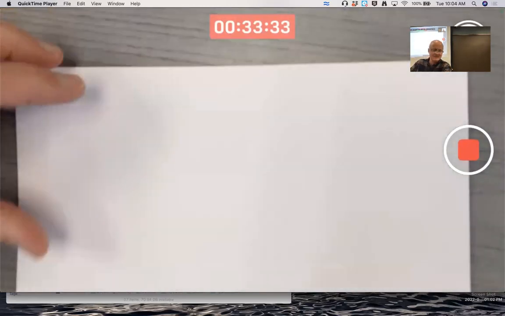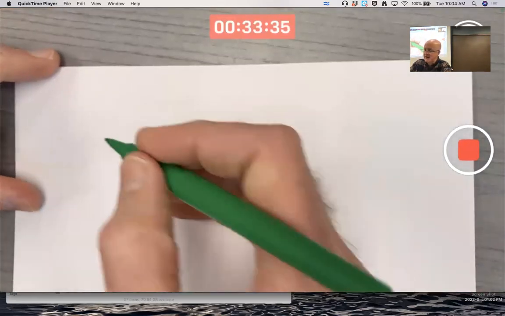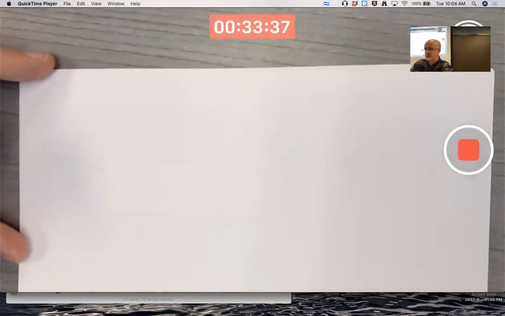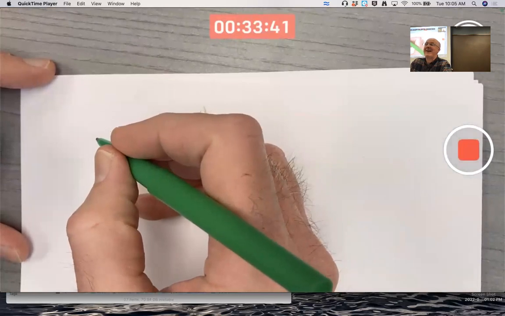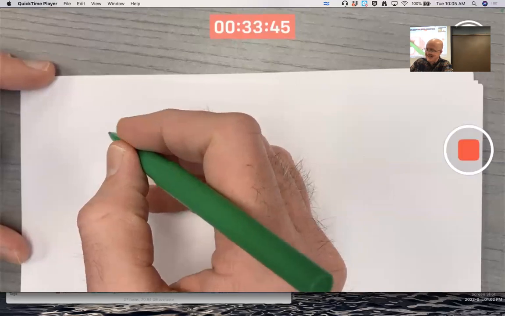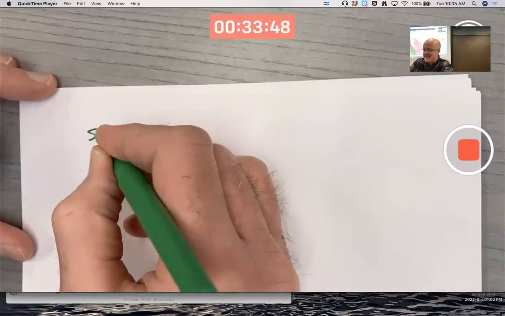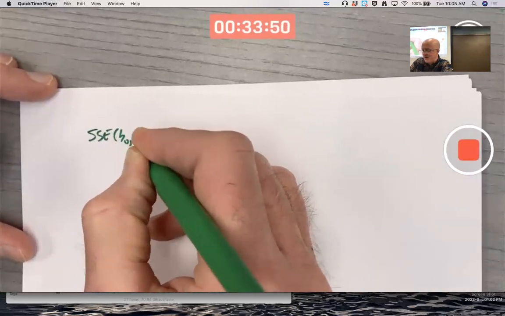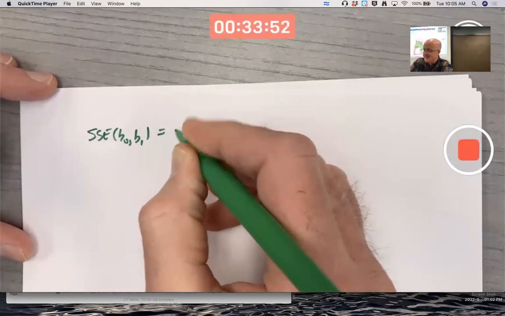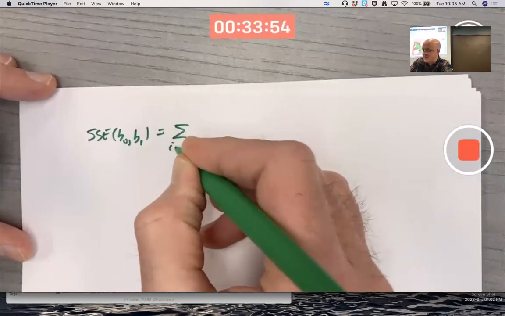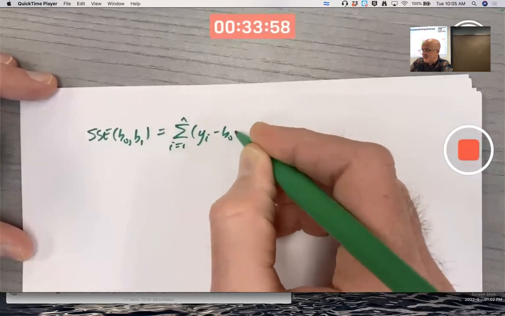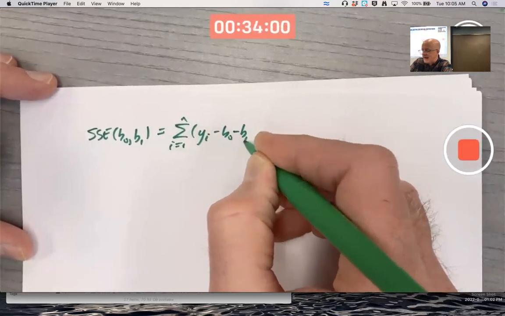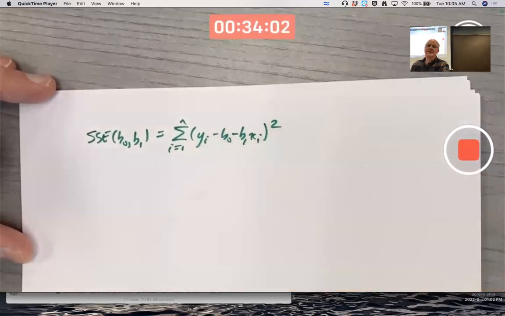Let's do it in general. Doesn't sound like much fun, but I hope you see that if you grit your teeth and grin and bear it, you might say, yeah, it's kind of fun, actually. SSE of B0, B1. Again, the formula ends up being the summation, i goes from 1 to n, of yi minus B0 minus B1 xi, quantity squared.